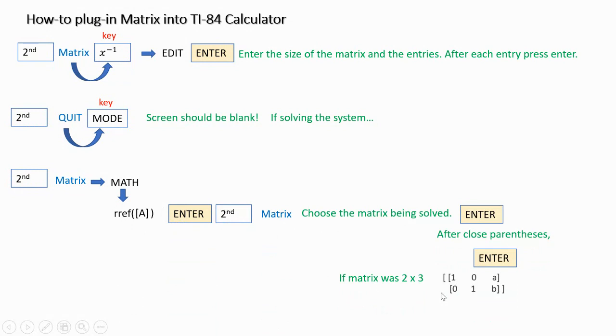Say the matrix was a 2 by 3, this is what you would see on your screen. But these are numbers here, guys, okay? This means x equals A and y equals B. That's how you do it.